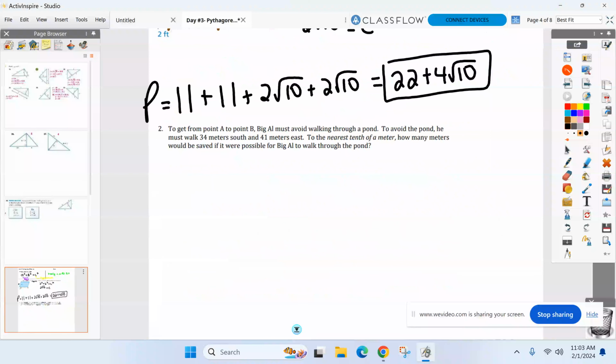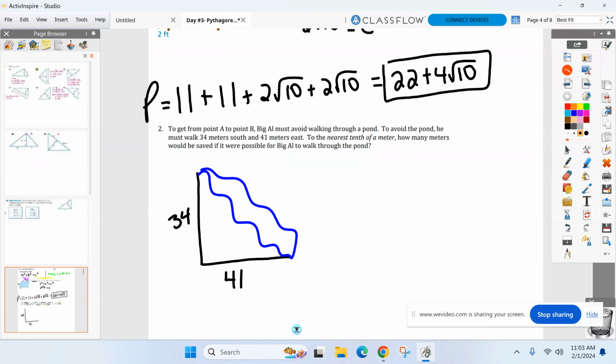So he goes 34 meters down. Where's he going now if he's going east? He's going to the right, yep, 41 meters. Now I want to make sure we're clear on what we're asking here. How many meters would he have saved if it were possible for him to walk through the pond? There was a pond here, obviously. Look at my pond, beautiful. And he didn't want to go through it. So he walked 34 meters south, 41 meters to the east. How many meters did he save by avoiding the pond?